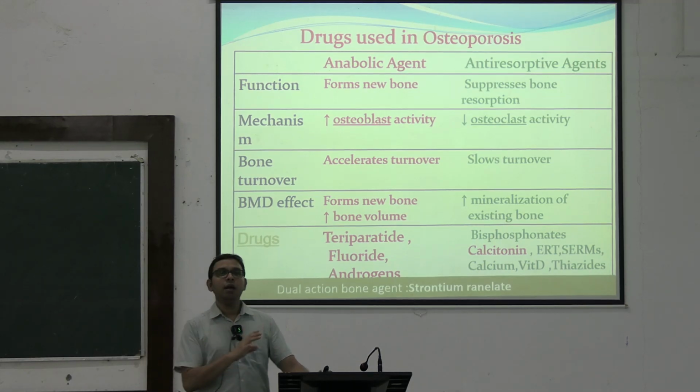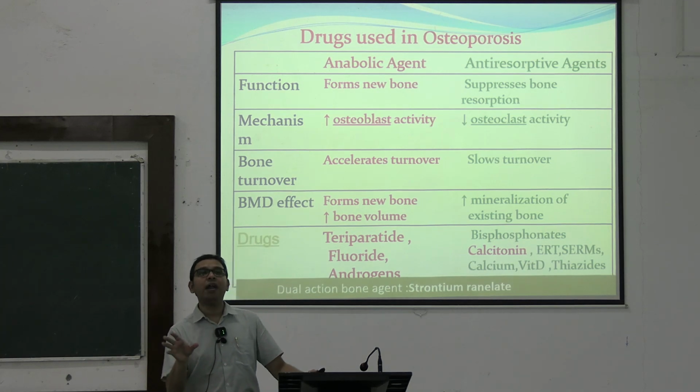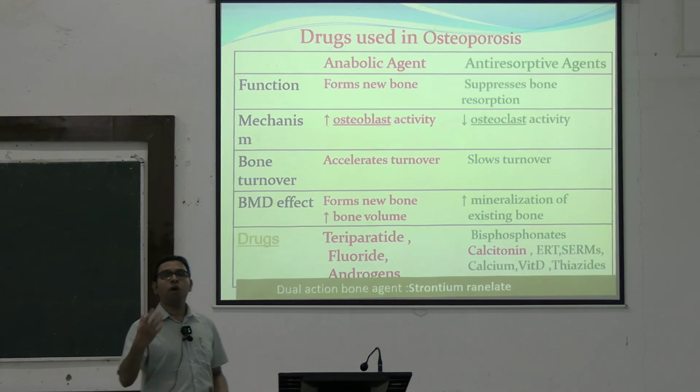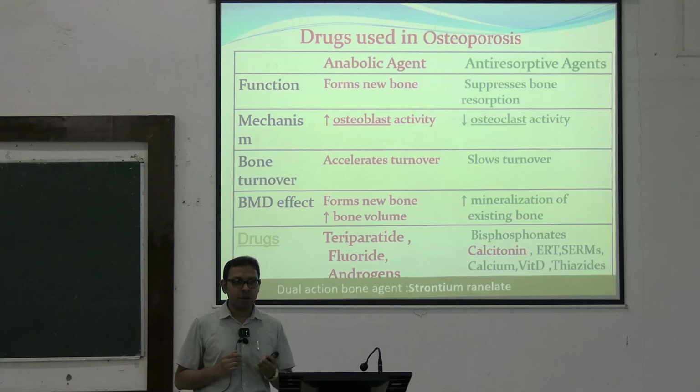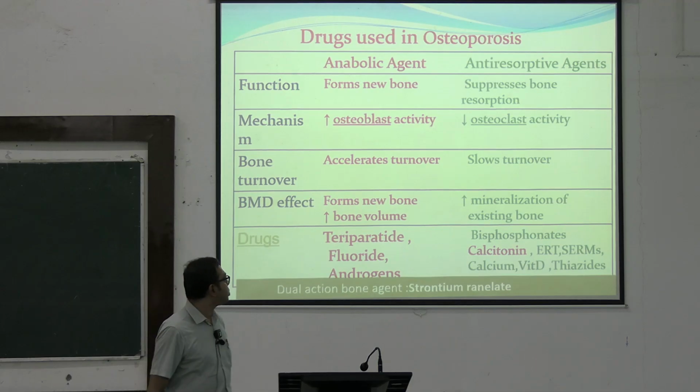So you can see both these two agents can be used, but they mainly act in different ways. Anabolic agents, or osteoanabolic agents, mainly cause increased osteoblastic activity. They cause more new bone formation, and bone volume is increased. And anti-resorptive agents decrease the bone turnover, they decrease the resorption of the bone, they cause increased mineralization of the bones, and the microarchitecture of the bone is improved.